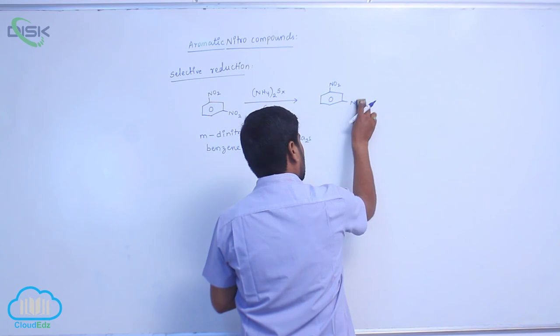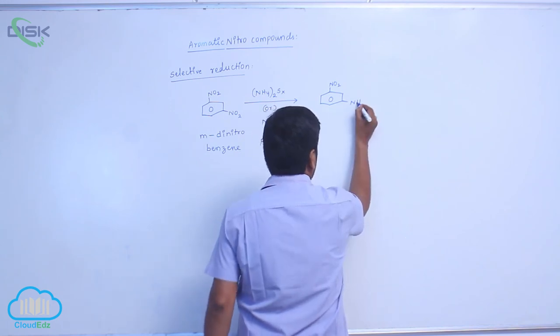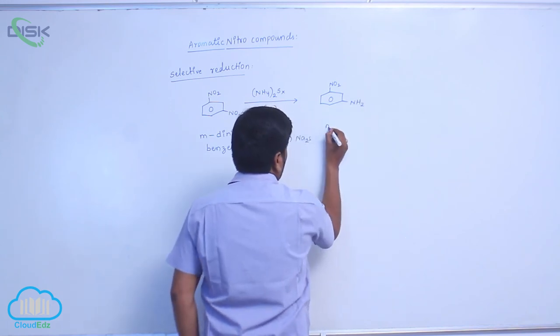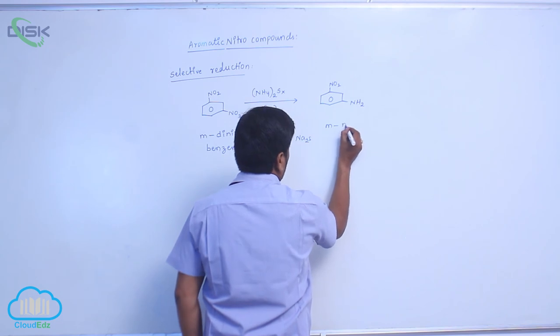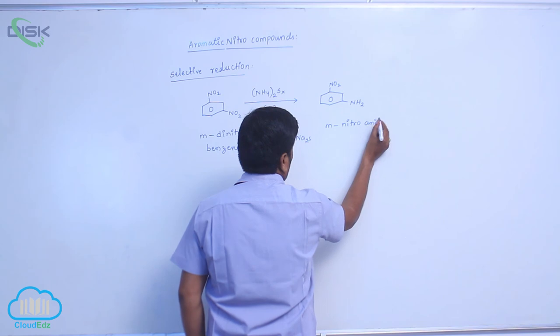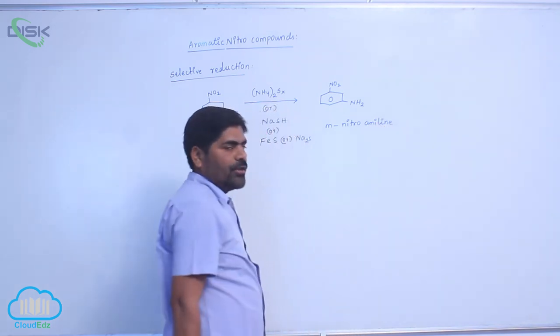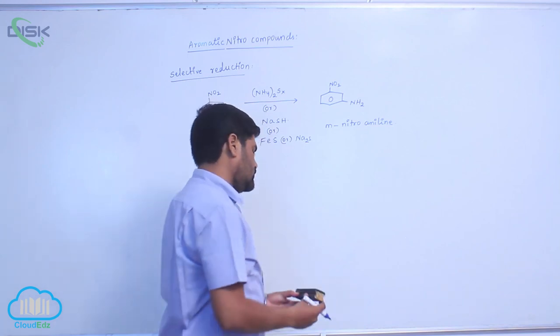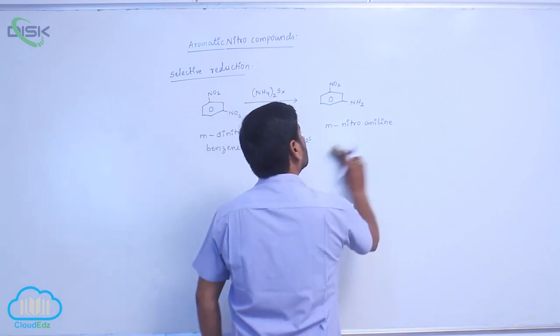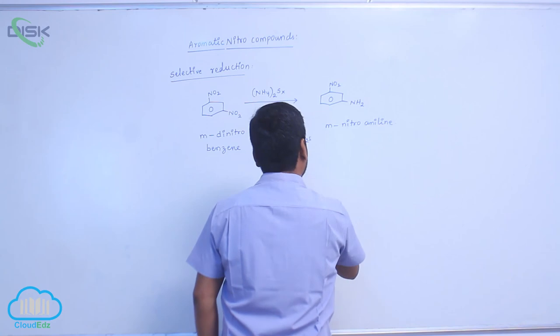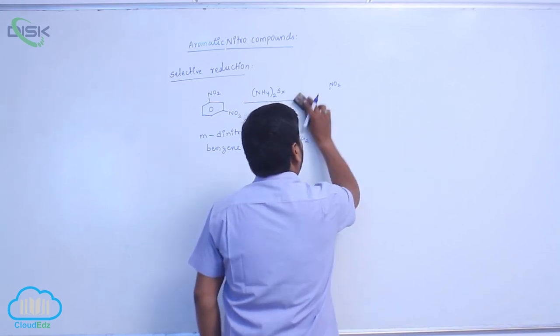So this is known as meta nitroaniline. This is known as what? Meta nitroaniline. So this is about which one? Selective reduction.